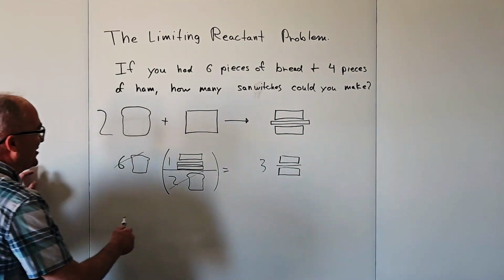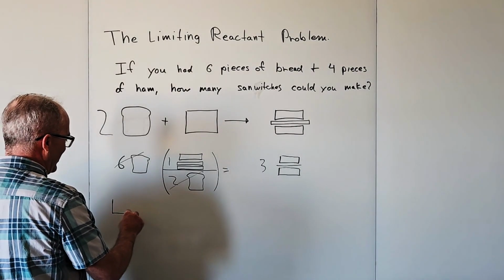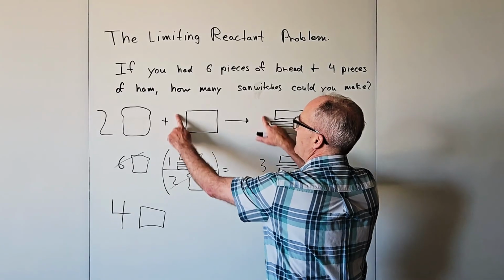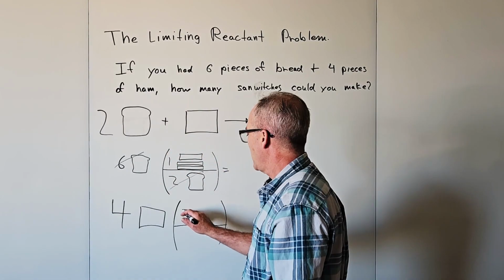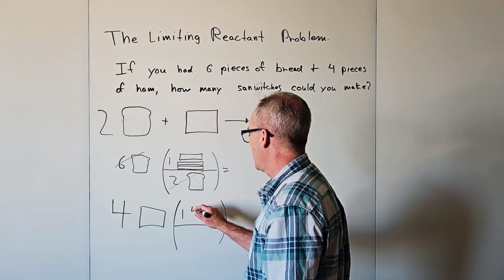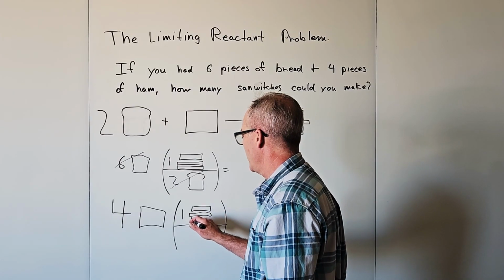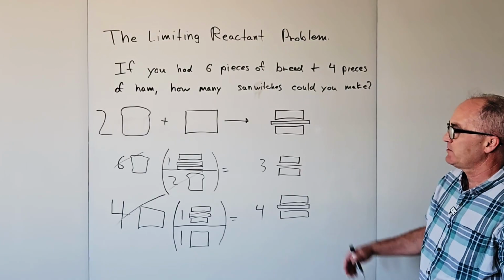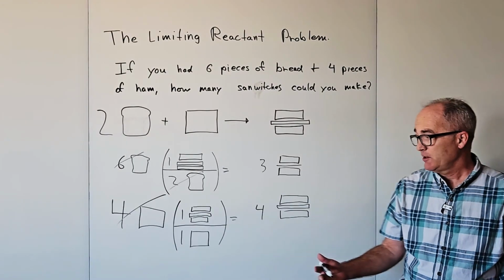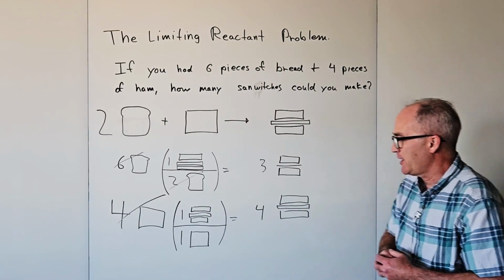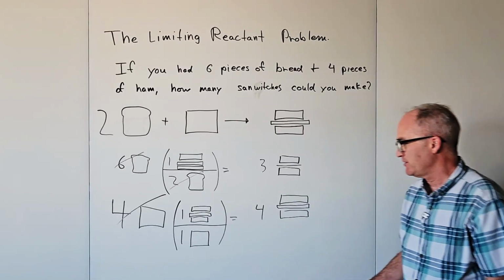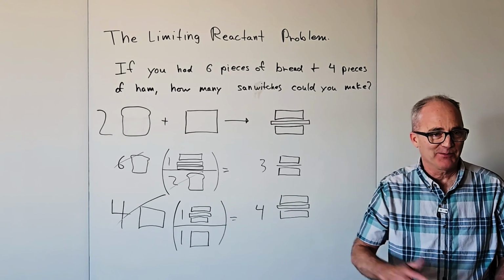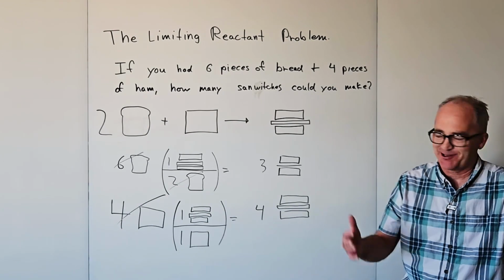Now I'm going to turn around and say, okay, I've got 4 pieces of ham. And notice my mole ratio is a little different. 1 sandwich for 1 ham. I'm going to go back to a thick piece of ham for you. So with 6 pieces of bread, I can make 3 sandwiches, and then what happens? I run out of bread. In theory, I have enough ham to make 4 sandwiches. However, like Ethan said, I would just put the 4 pieces of ham in 1 sandwich.